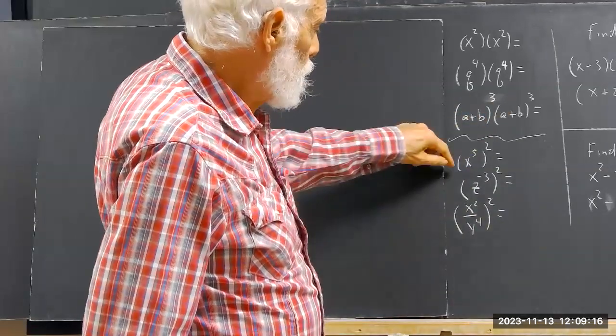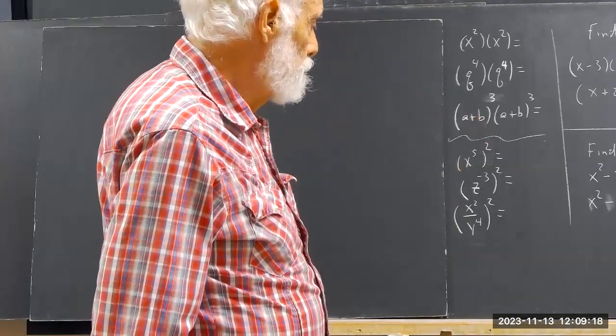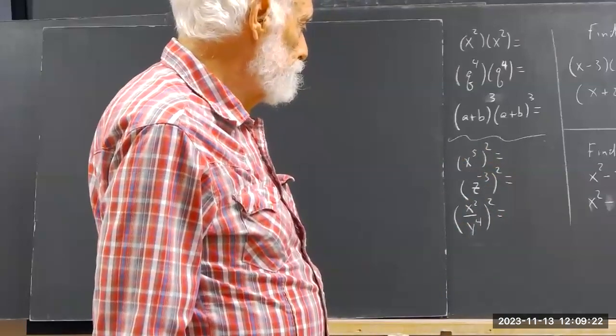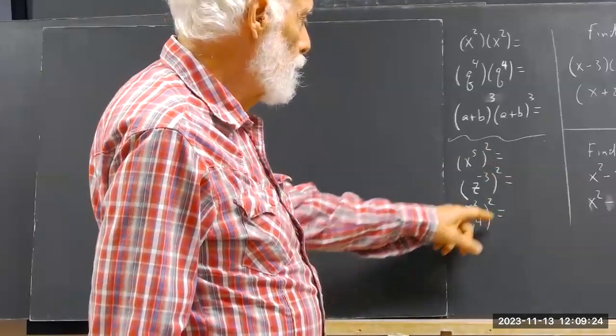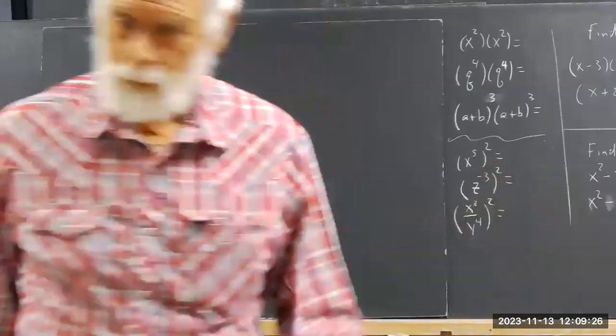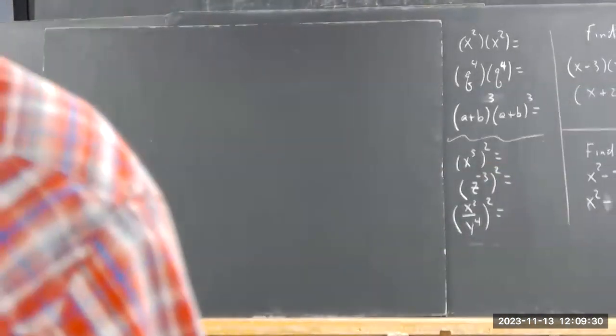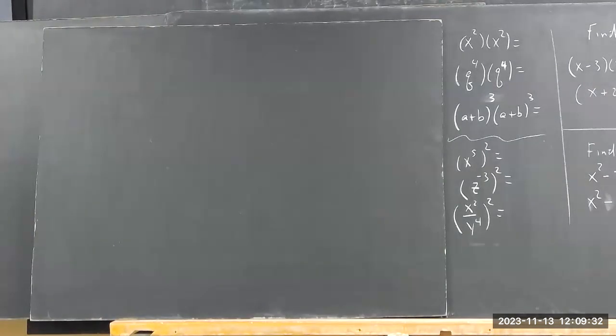And then what's x to the fifth squared? What's z to the negative third squared? And then what's x squared over y to the fourth squared? Just to kind of review the rules for exponents so we can set the stage for talking about square roots of expressions.